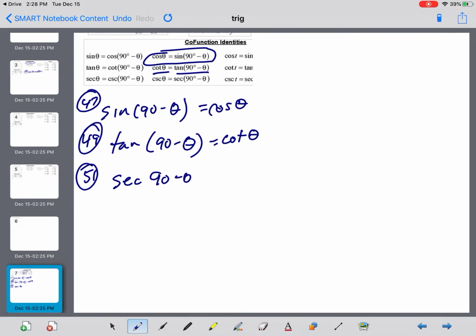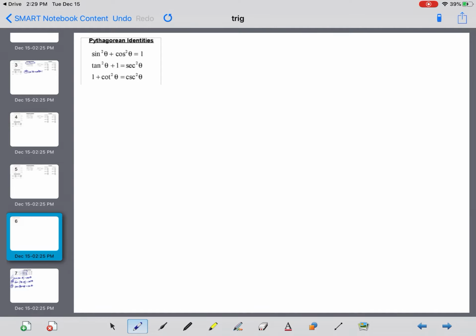51, you're matching up secant 90 minus theta. Well, secant 90 minus theta is right here, cosecant theta. So it's just a matter of finding stuff. All right, number 53, let's switch. Okay, 53 and 55 get a little bit interesting. It gives you a couple of trig values and then asks you to find a couple more trig values.